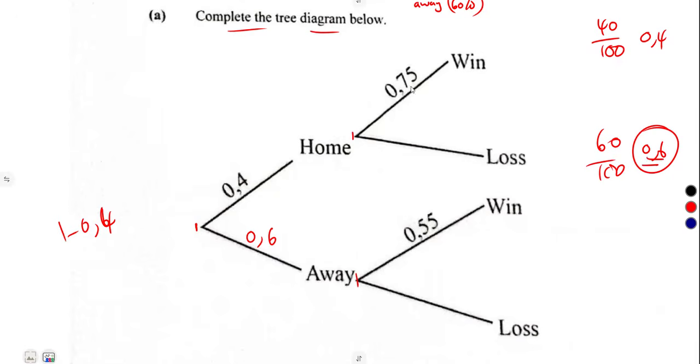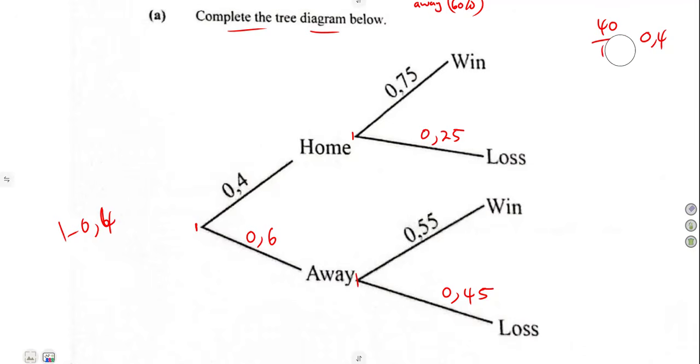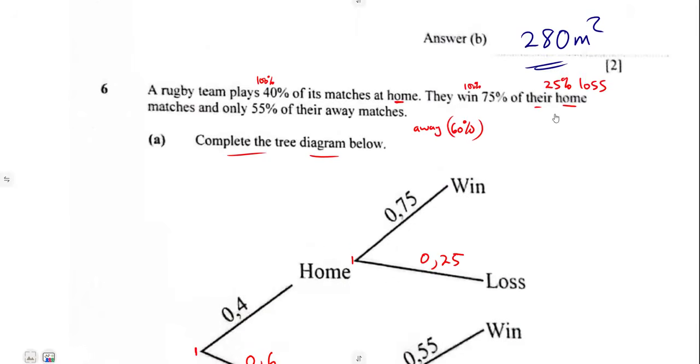The same with this one is 0.75. 1 minus that. 1 minus 0.75 is what? 0.25. This one is what? 0.55 from 1. 1 minus 0.55 is going to give us what? 0.45. So we can simply complete the diagram that way. Each branch is supposed to give us a 1. Or you can consider the information as you are given, to say the one is 75%, the other one is going to be 25% loss.